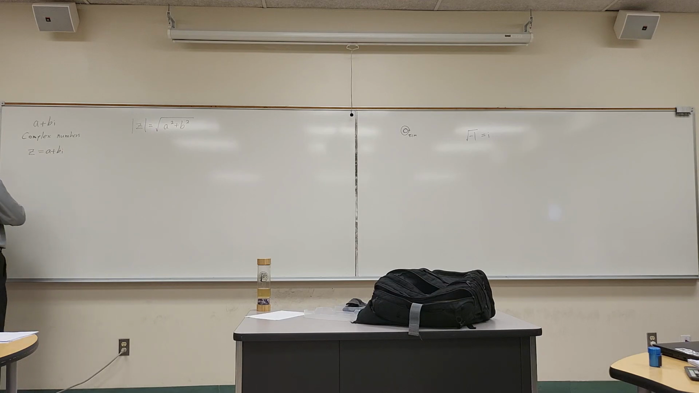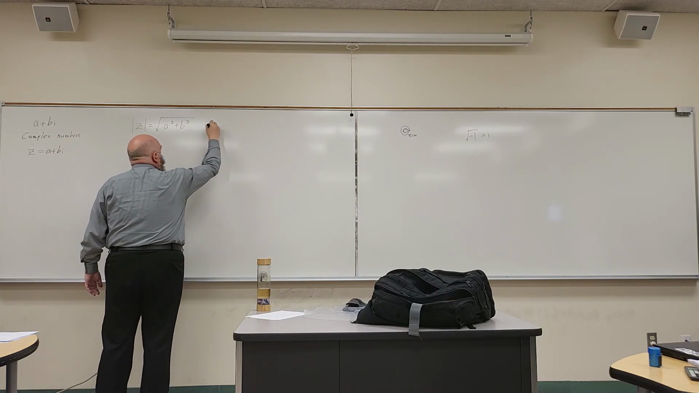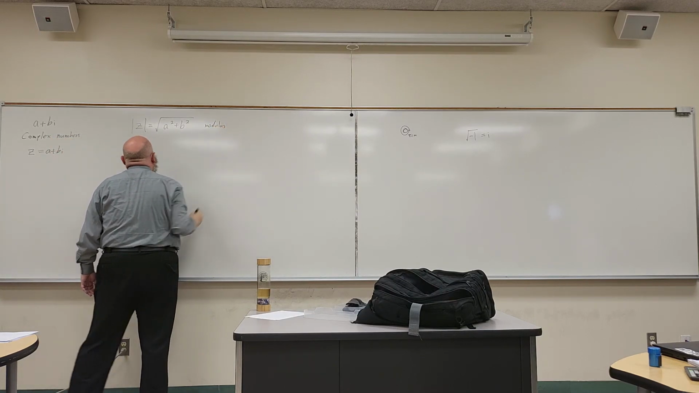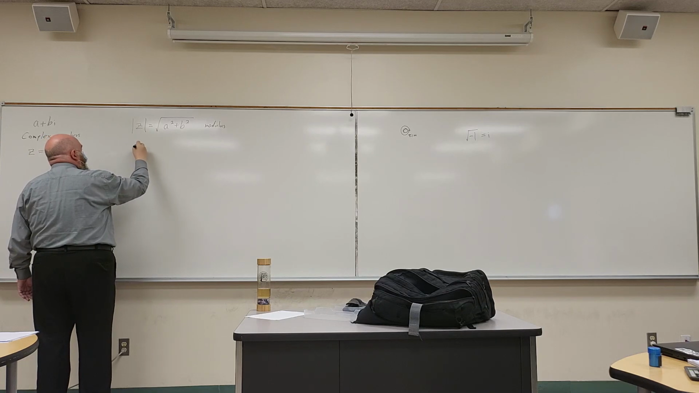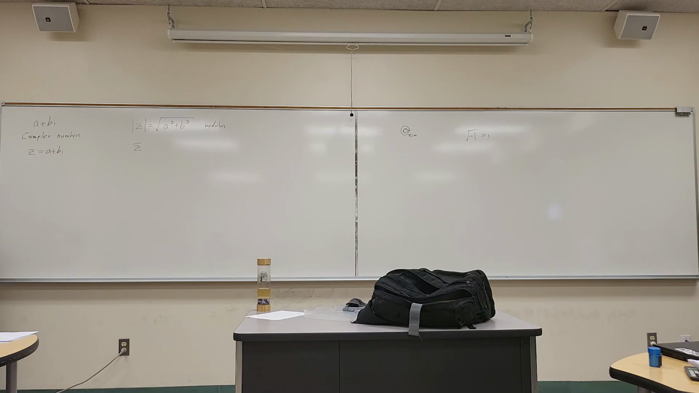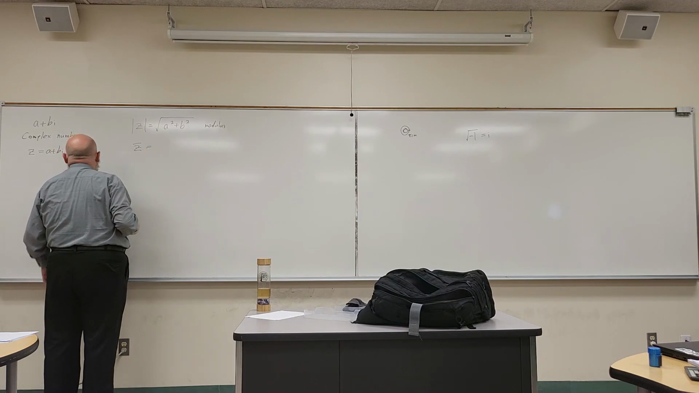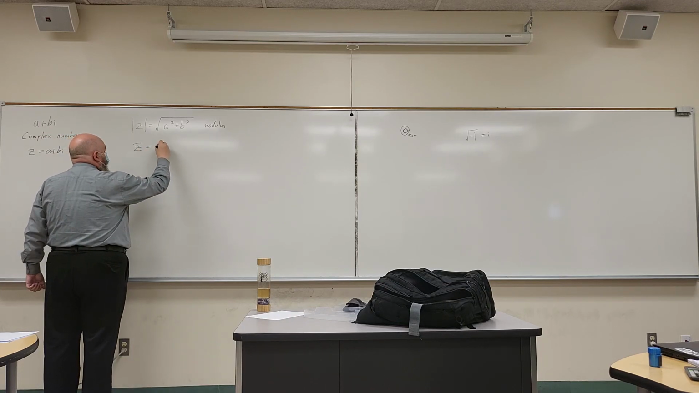Couple other functions, operations that we need to define on complex numbers. This is the modulus. There's also the complex conjugate. That's represented by a bar over the z. The complex conjugate works the same way as the conjugate did when we were looking at radicals. In other words, if we're looking at a plus bi, the complex conjugate is a minus bi.